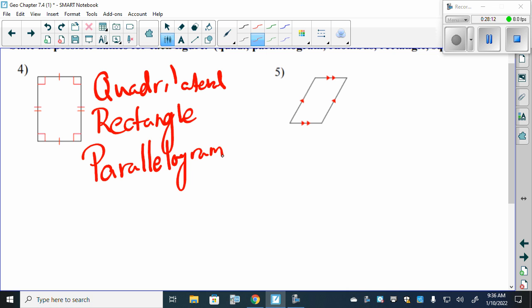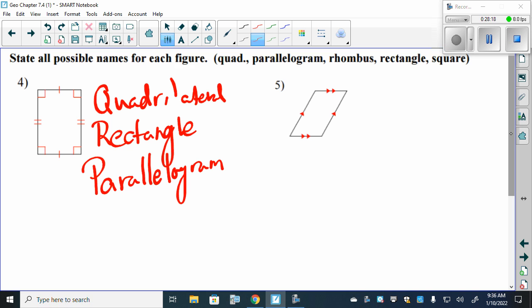A rhombus, again, would be 4 congruent sides. So we can't call it a rhombus or square because all 4 sides are not congruent. That's it. Any questions on this here? Let's look at number 5.